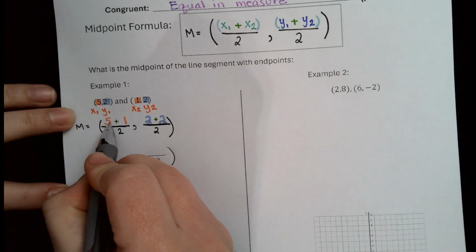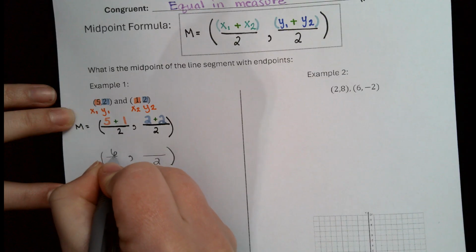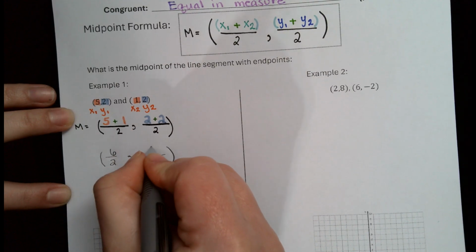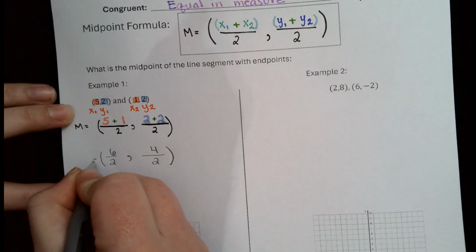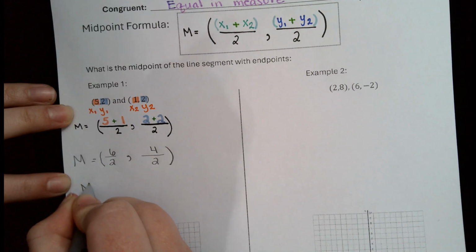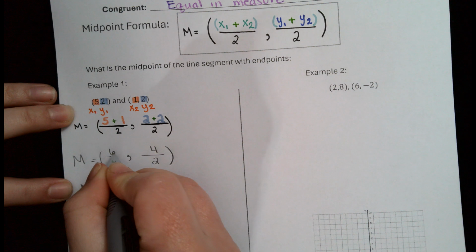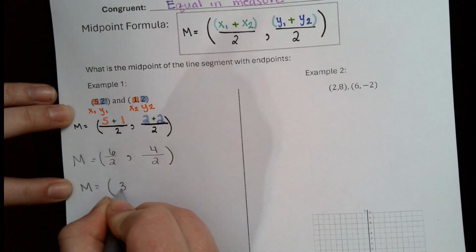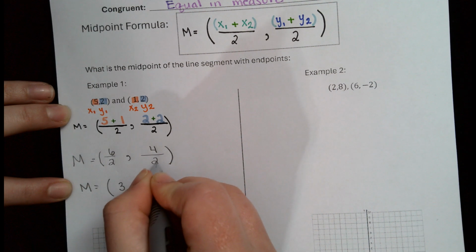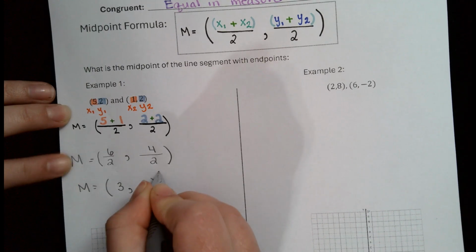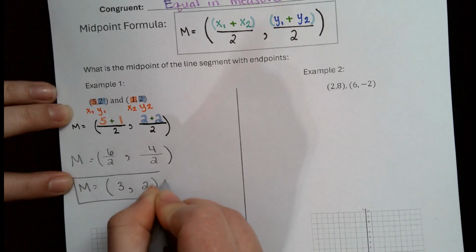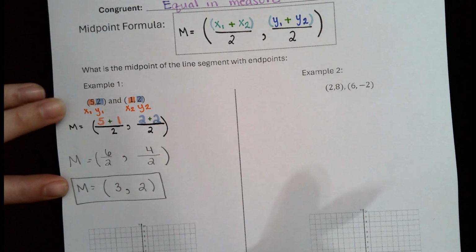So what do we have? 5 plus 1 is 6. 2 plus 2 is 4. Let's divide by 2. 6 divided by 2 is 3. 4 divided by 2 is 2. So our middle point is going to be at 3, 2.